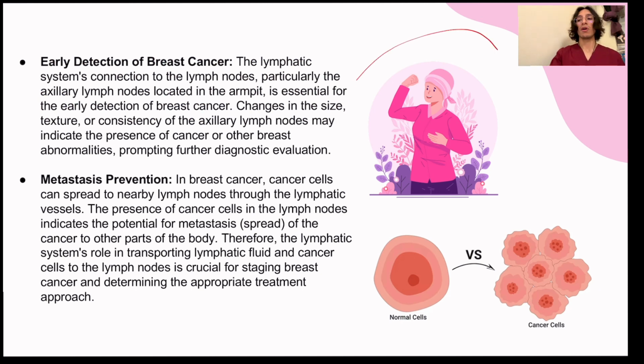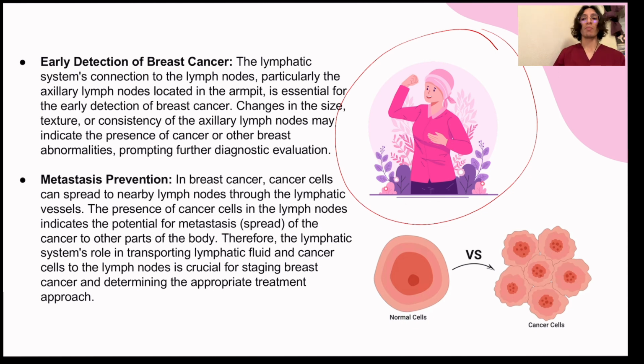Early detection of breast cancer. The lymphatic system connection to the lymph nodes, particularly the axillary lymph nodes located in the armpit, is essential for the early detection of breast cancer. Changes in the size, texture, or consistency of the axillary lymph nodes may indicate the presence of cancer or other breast abnormalities, prompting further diagnostic evaluation.